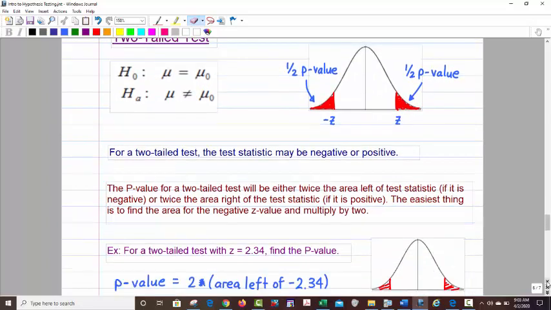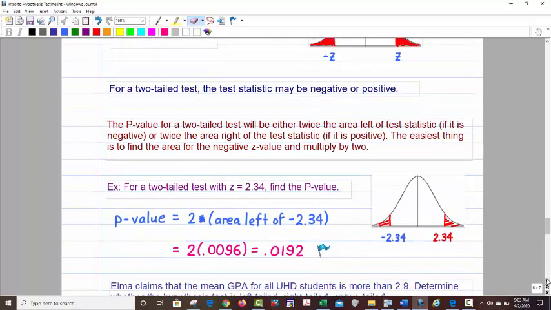Now here you still want to use this negative idea. Whether it's negative or positive, you would look it up as if it was negative. So if it's negative 1.25 or positive 1.25, either one, you would look up negative 1.25. It's a little bit different. If it's negative, leave it negative. If it's positive, make it negative. I'm just trying to find different ways to say that. You find that area, but since that area is half of your p-value, you've got to double that result.